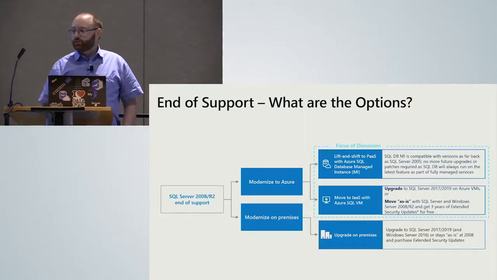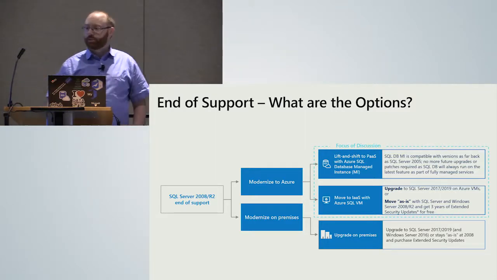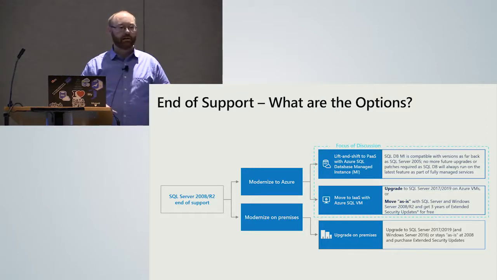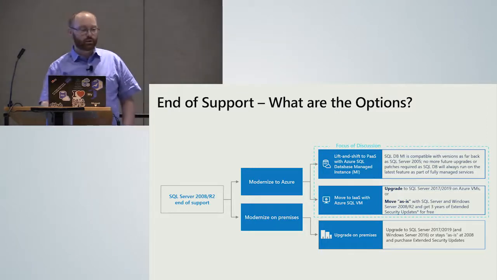We're not going to concentrate very much in this talk today about modernizing on-premises. It's not the topic of our discussion today. We're more focused on the modernizing to Azure portion. And there we have basically two options, either to lift and shift to PaaS solutions like managed instance for the lowest friction, or away and onto SQL VM, so infrastructure as a service.